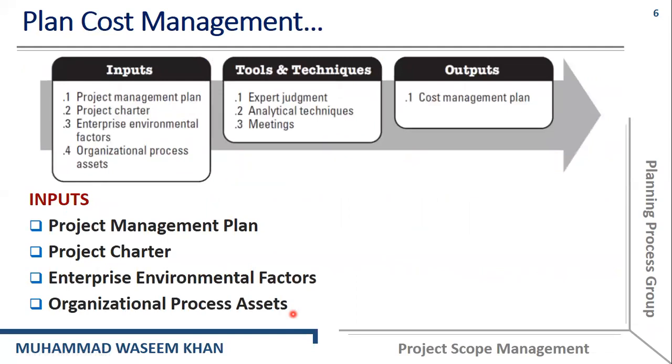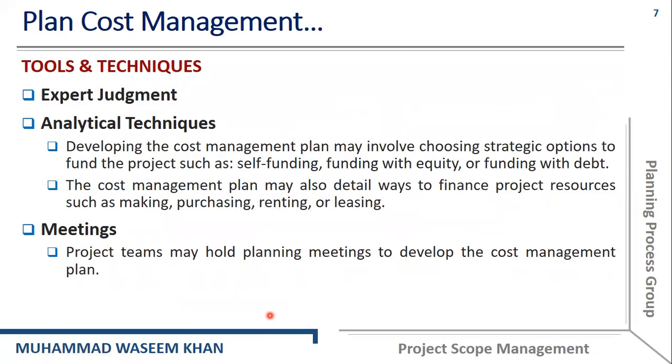Plan cost management includes different inputs, tools and techniques, and outputs. The inputs include the project management plan, project charter, enterprise environmental factors, and organizational process assets. We have discussed these inputs in the previous chapters again and again. We are not going to discuss these inputs again here. So let's move toward the tools and techniques. The tools and techniques include expert judgment, analytical techniques, and meetings.